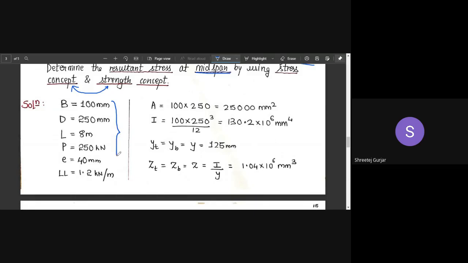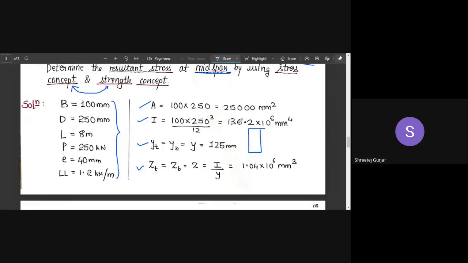All these things are given: b, d, length of the beam, pre-stressing force, eccentricity, and the UDL live load. So we can calculate the area A, then the moment of inertia, this is your y, and then this is your sectional modulus Z. It is a rectangular section, so y is very easy. You can calculate all of these things. Next, always calculate the self-weight of the beam: cross-sectional area times density of concrete. So you get the self-weight.